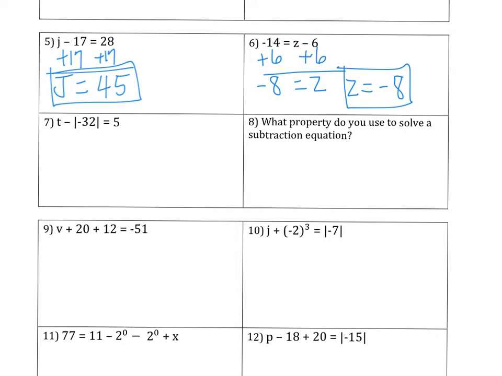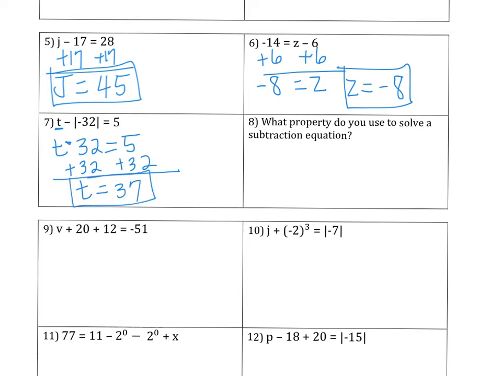Number 7, we need to simplify. First of all, we need to identify our variable, which is t. So that means we need to bring everything else to the other side. We're going to start by simplifying. That's going to be t. Absolute value of negative 32 is a positive 32, but we're subtracting it. So it's minus 32 equals 5. Add 32 to both sides, and you get t equals 37.